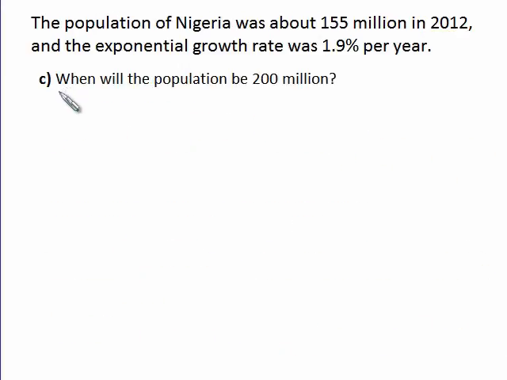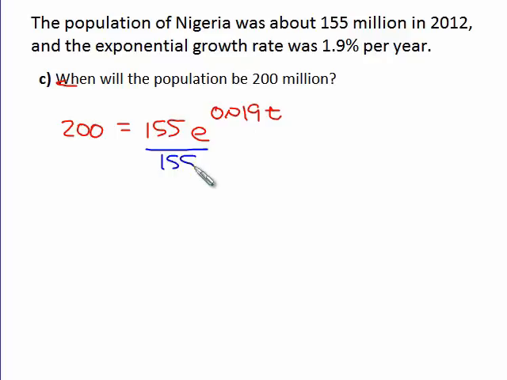Now Part C wants to know when will the population be 200 million. So using our model, this time we know P. So 200, and it's already in millions, needs to equal our model, which was 155 e to the 0.019, but this time they want to know when, so our variable is t. So this is what I have to solve. First step will be to try to isolate my exponential. So I have to divide both sides by 155. And I'm just going to leave it that way. I'm not going to reduce my fraction. I'm not going to turn it into a decimal. I just want to keep it exact.